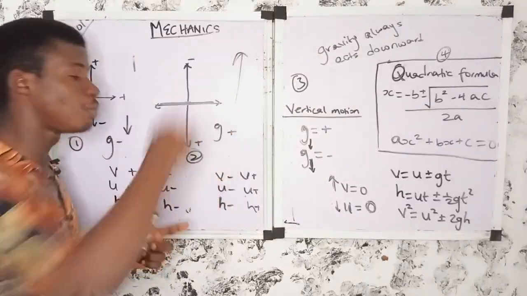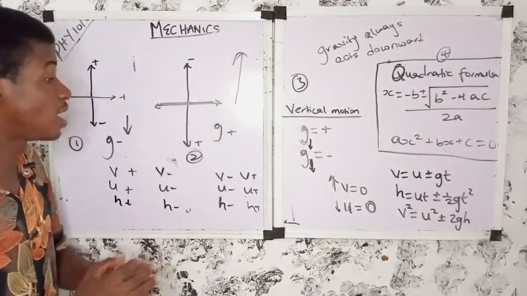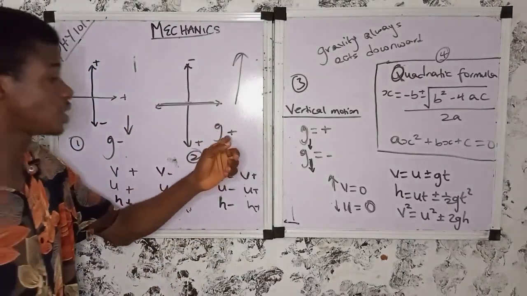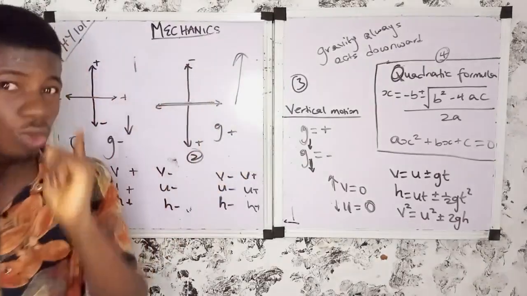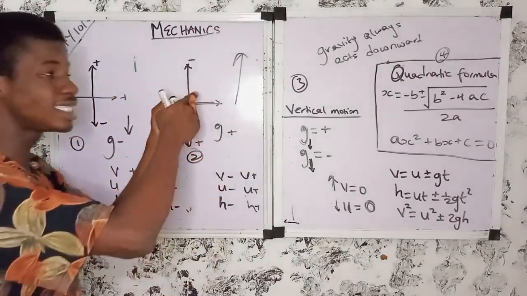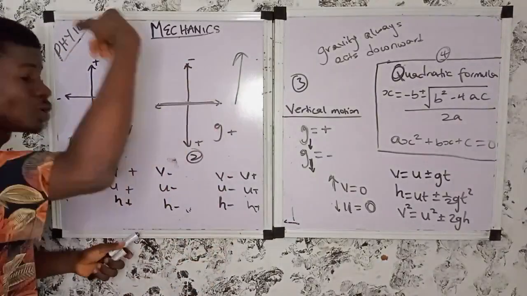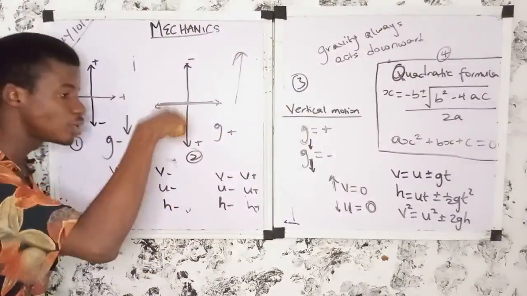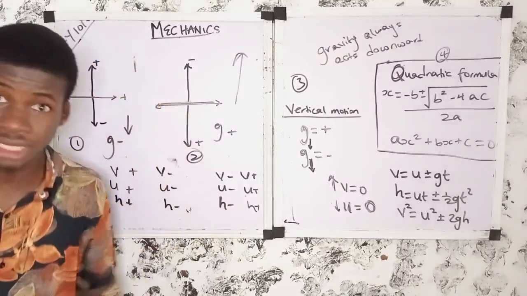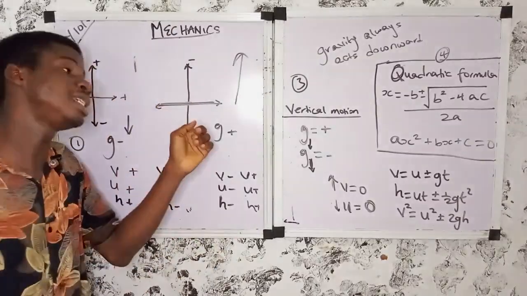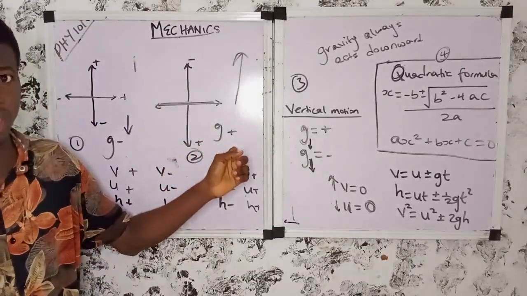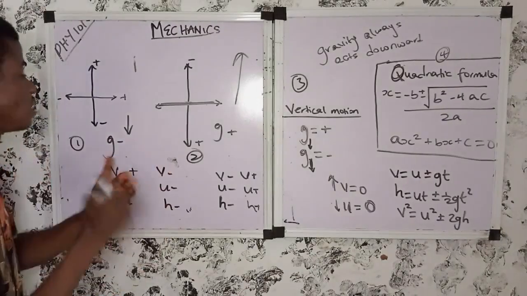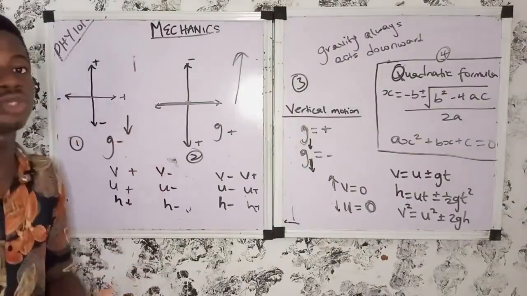So when the body is thrown upward, the gravitational force acting on that body will be positive, because it depends on the coordinate you use. Using the second coordinate, whether a body is thrown upward or downward, G will always be positive, because G acts downward, and downward in this second coordinate is positive. But in the first coordinate, G is usually negative.